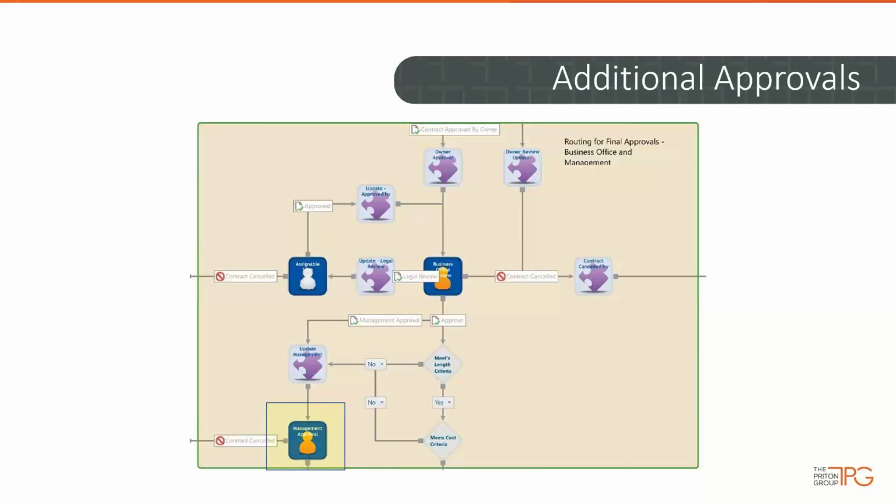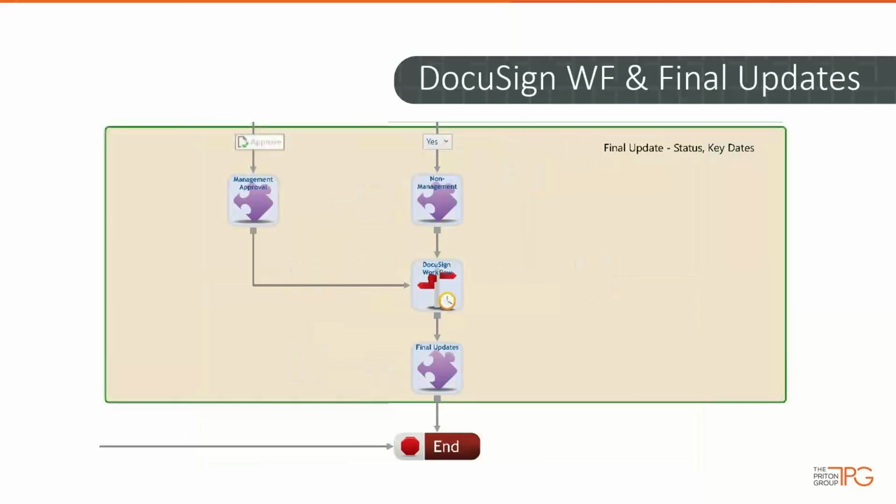So finally, once all of the approvals have been met, we send that contract out for signature, much like we do with that previous smaller workflow that we showed you. And once the document is signed, we simply do any necessary final updates again to the file or the document notes and the index fields, and then the document completes the workflow.